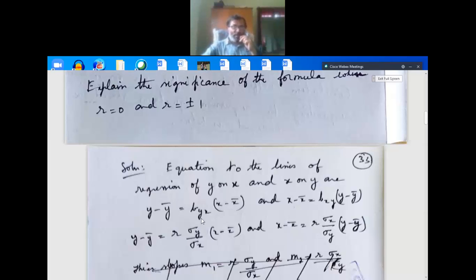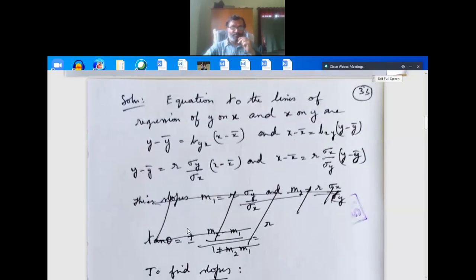So y minus y bar is equal to byx into x minus x bar. This is the regression equation of y on x. This is the standard form of the regression equation of x on y: x minus x bar equals bxy into y minus y bar.